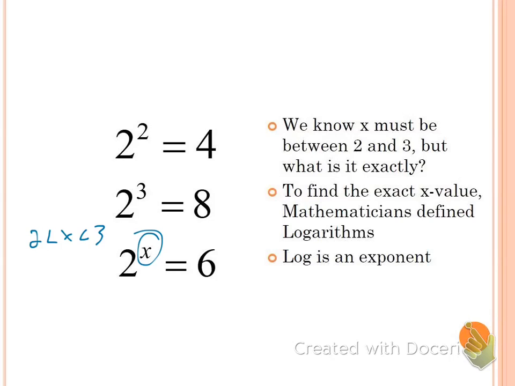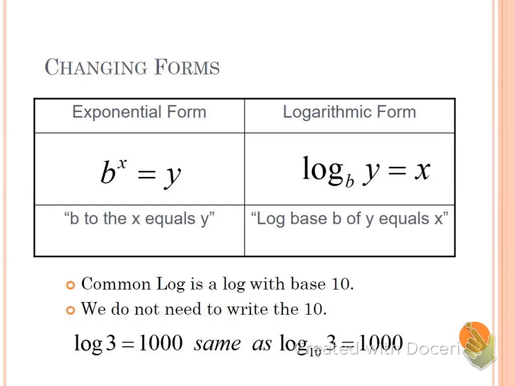But it's not very easy to figure out. And it's because of this that mathematicians decided to write that exponent, this x, in a little bit different way. And they called that different way a logarithm. A logarithm is nothing more than an exponent. It's another way of writing that x, writing that as an exponent. Okay? So what does that look like? How do we rewrite that as an exponent?